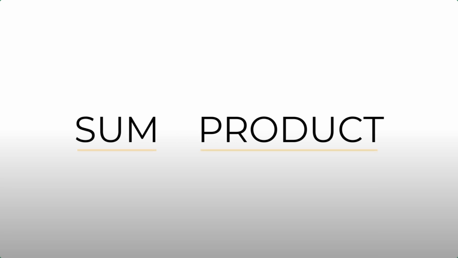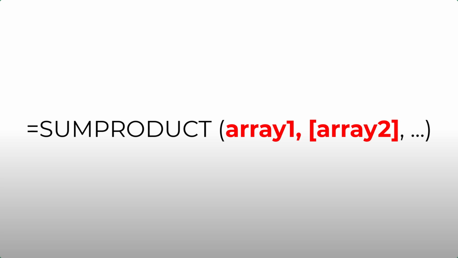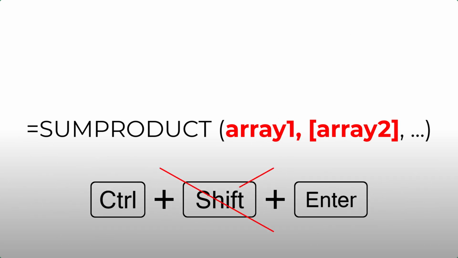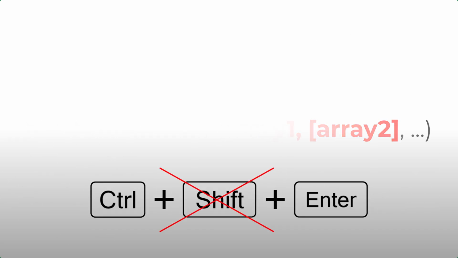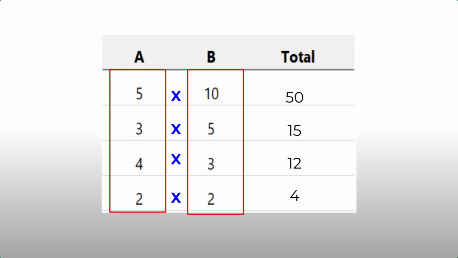The SUMPRODUCT function is literally composed of two single words. SUM stands for total and PRODUCT means multiplication. The SUMPRODUCT function works with arrays, but it doesn't require the normal array syntax like Ctrl plus Shift plus Enter to enter. Therefore, the most basic purpose of this function is to multiply two corresponding fields and then add the products to obtain the total.